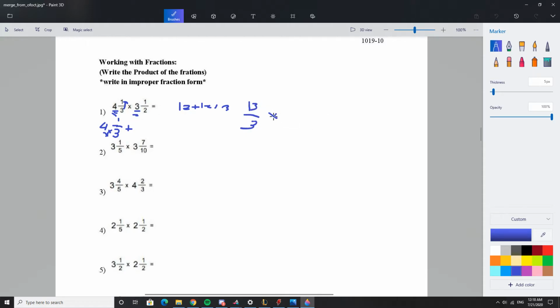And same for the next one. 3 times 2 is 6, and 6 plus 1, sorry, is 7. So you put 7 over 2.